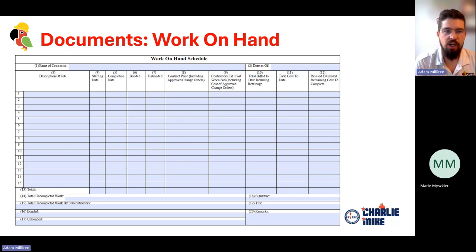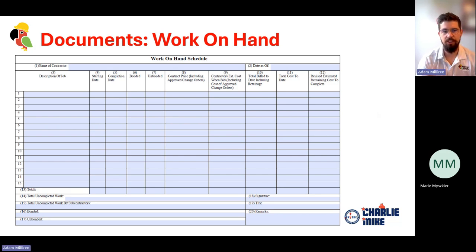The last document for contractors in the construction world, work on hand schedule. So this is just all your current projects that you have, when they started, when they're completed. It shows the contract price, how much you've billed, and your total cost to date, and the remaining cost of the contract. So this just shows profitability and whether you're underbilling or overbilling.